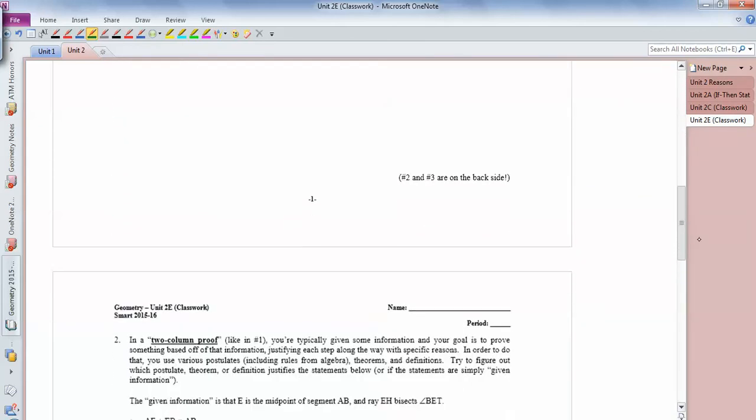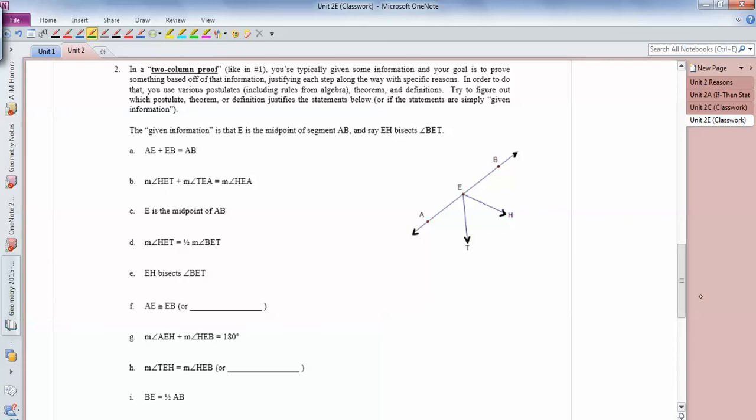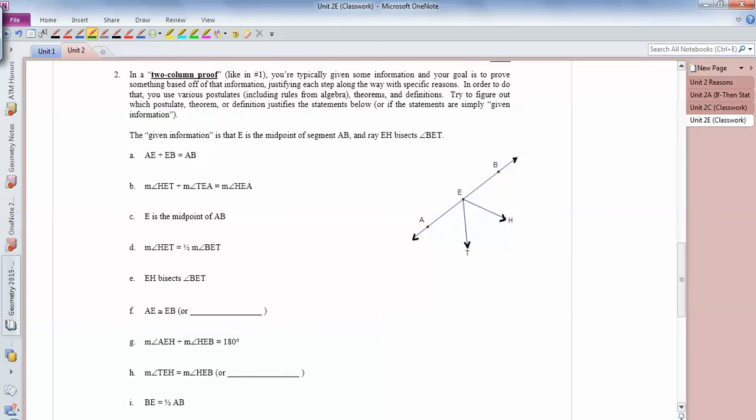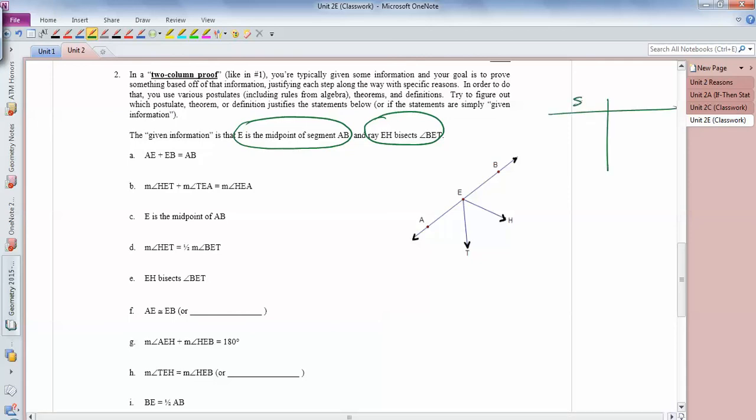So all the way down to number 2 here. Okay. So in number 2, the idea is that you've got some given info. Here's one piece of given info. Here's another piece of given info. That means that if we were doing some sort of proof, these would probably appear near the top, right? E is the midpoint of AB. That's given. And EH bisects angle BET. That's given.